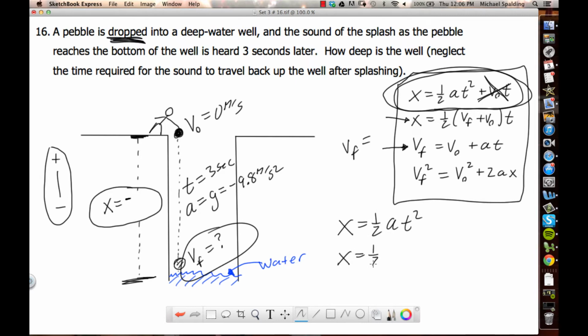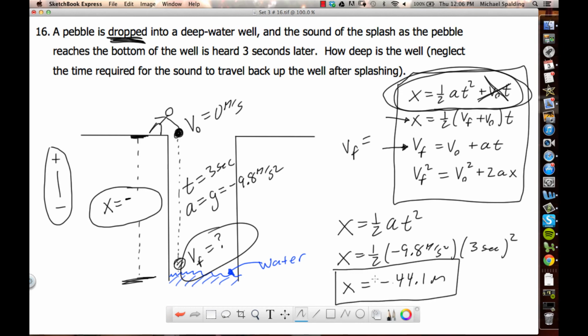So that's going to be 1/2 times negative 9.8, and then the time is 3 seconds squared. So the answer comes out negative, and that's going to be negative 44.1. So how deep is the well? You would just say that the well is what? 44 meters deep. Or 44.1 meters deep.